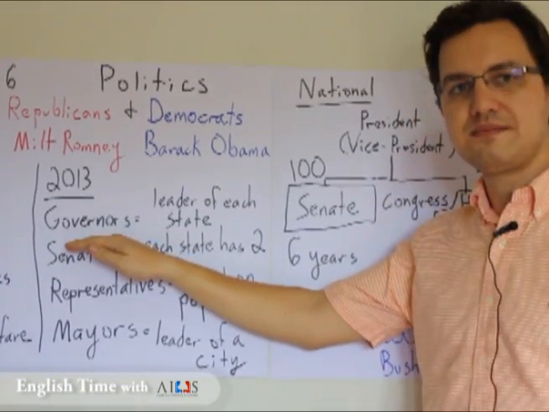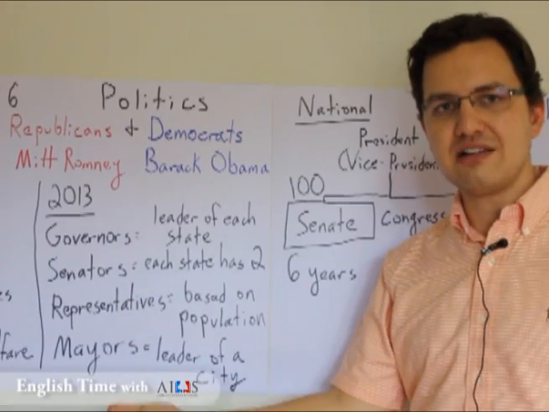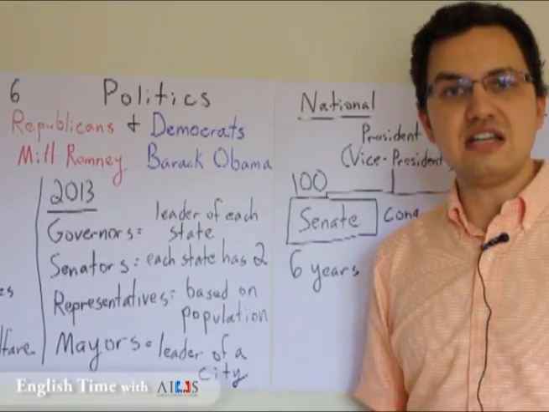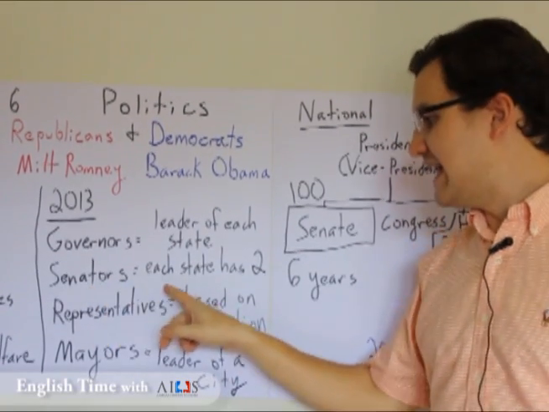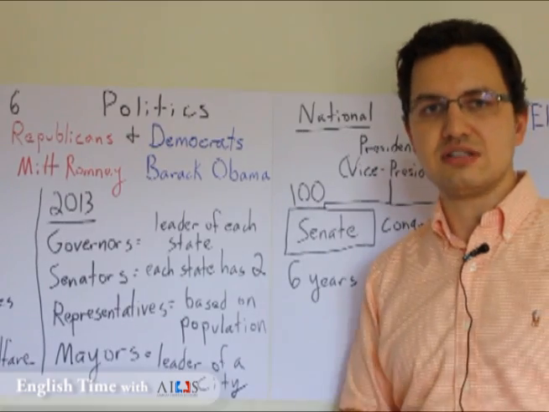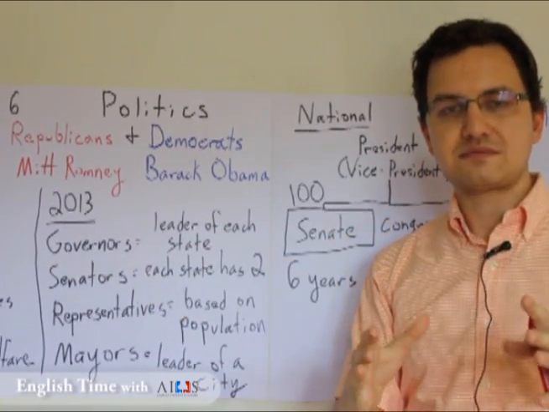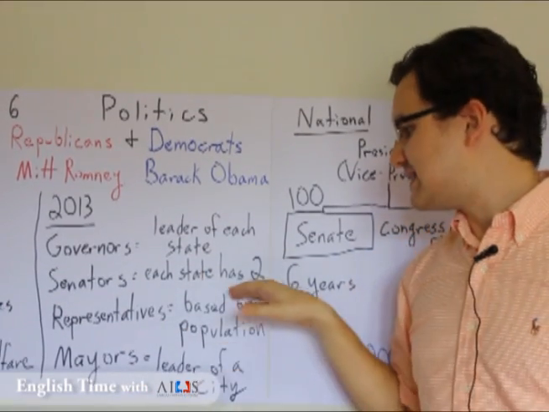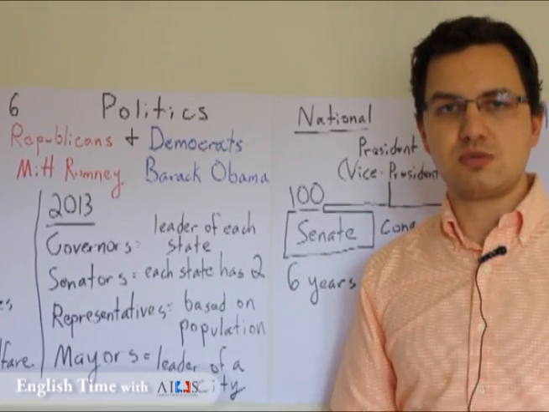We have governors. They're the leader of each state. How many states are there in America? There's 50. So that means there's 50 governors. We also have senators. Each state has 2 senators, no matter if it's a big state or a little state. A state like Alaska, with very few people, has the same senators as California, which has a huge population.